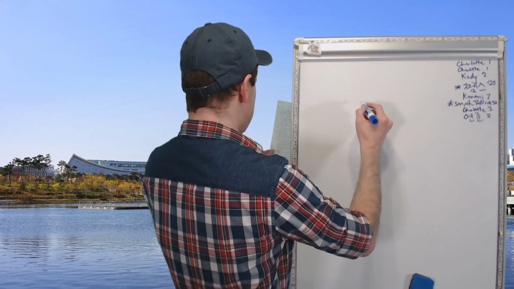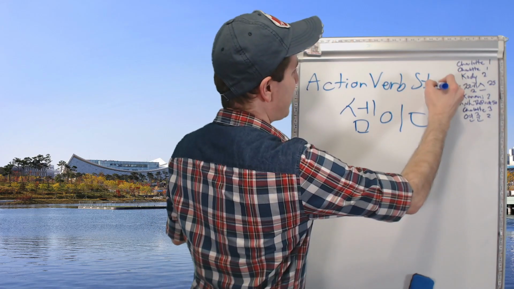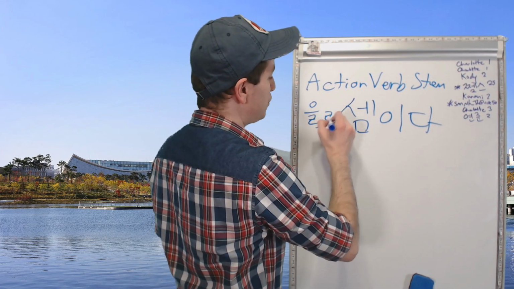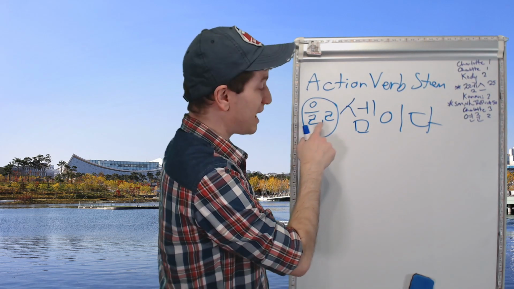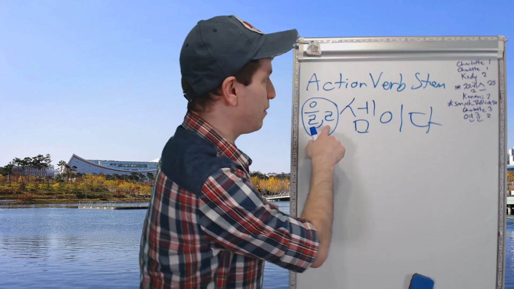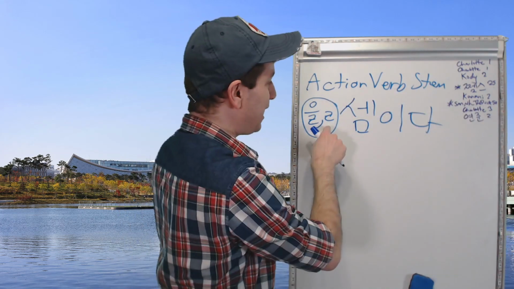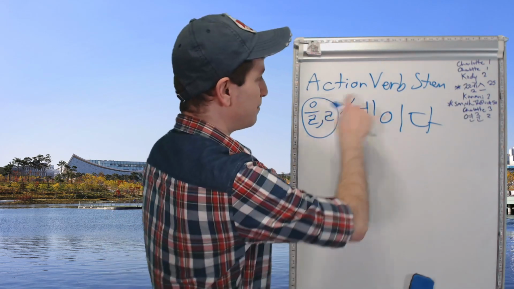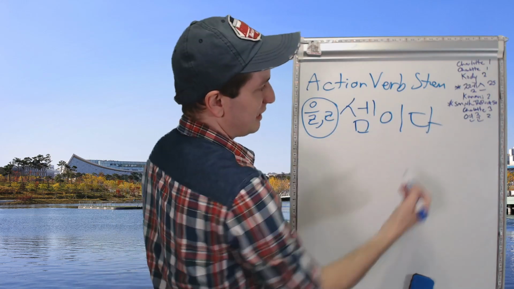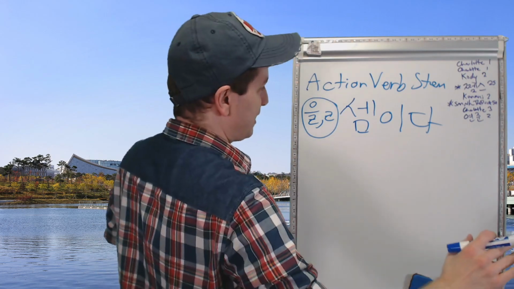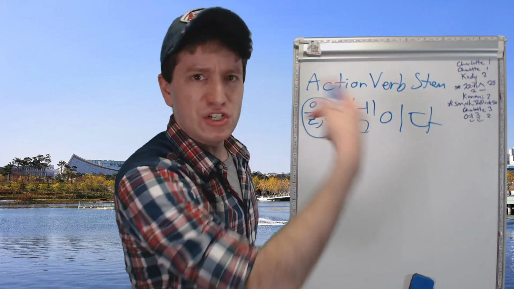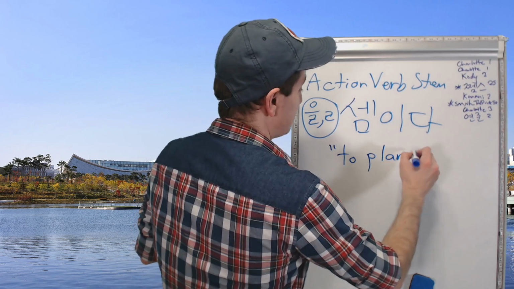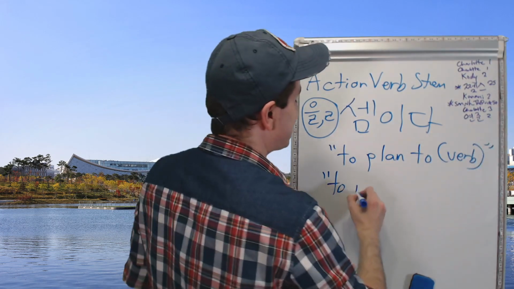The other one is also 셈이다, but it's different. You take an action verb stem and you make it into the future tense adjective form by attaching 을 if it ends in a consonant or attaching just a ㄹ if it ends in a vowel. So if you have 하다, you get 할. If you have 먹다, you get 먹을. And then you finish it again with 이다. This one has a completely different meaning. 할 셈이다. It is my calculation that I will do something. It means to plan to do something or to intend to.